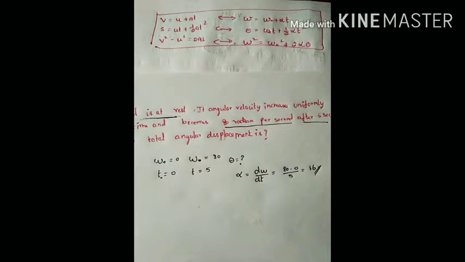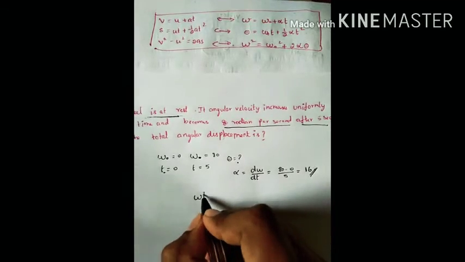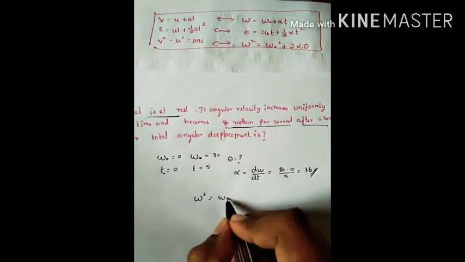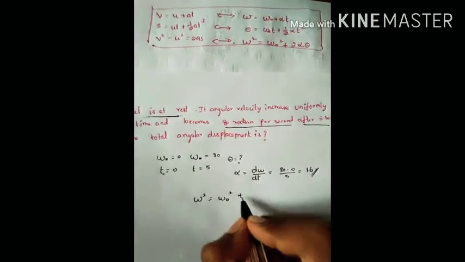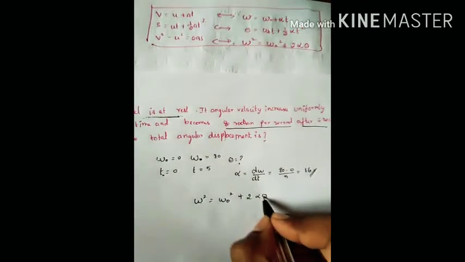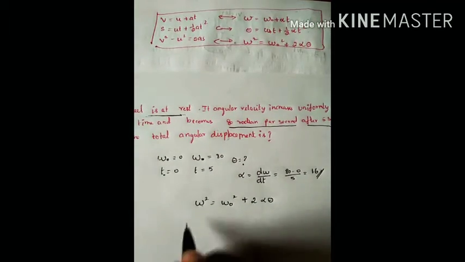Then we can use the equation of circular motion. In this case, we have the initial angular velocity, final angular velocity, time, and acceleration. We can use whichever equation gets us the angular displacement, either this or this. We can go with this, simple. Final angular velocity squared equals initial angular velocity squared plus 2 into alpha into theta. We already know that.